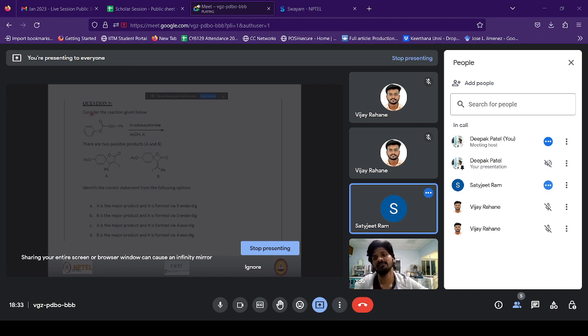Coming to question 9, consider the reaction given below. This is the reaction. Some cyclization is happening.